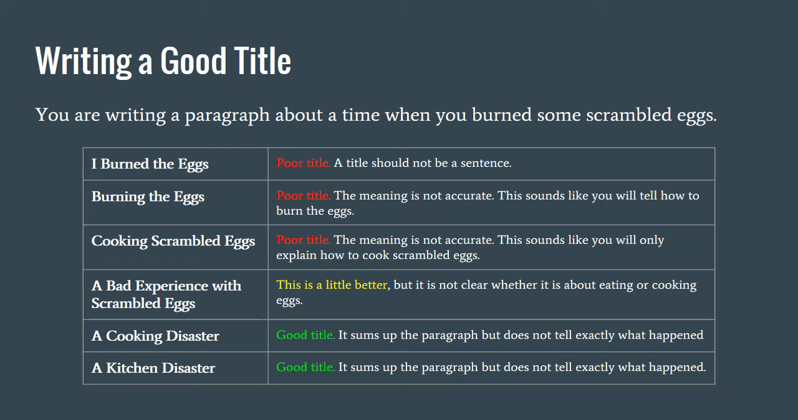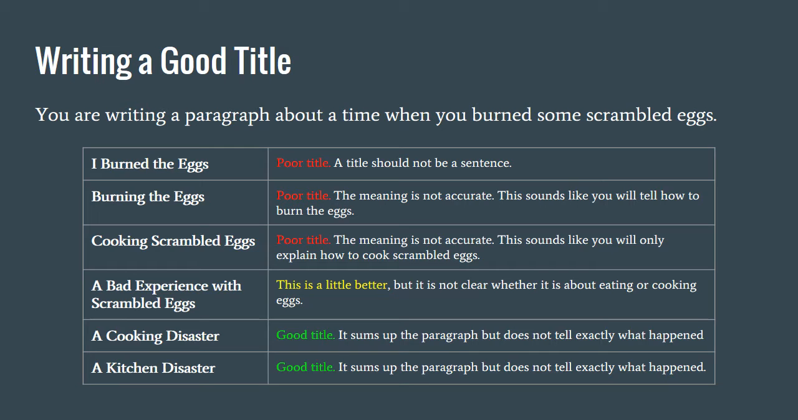"Burning the eggs." Oh, poor title. The meaning of this one is not accurate. It sounds like you're going to tell us how we can burn eggs? So that's definitely not what you want your reader to think. We don't want to fool them. We want to tell them the truth, but we still want to keep them interested. Let's look at the next one.